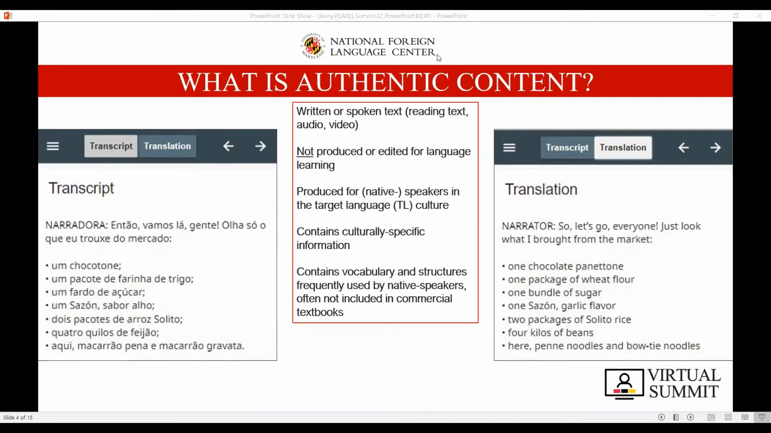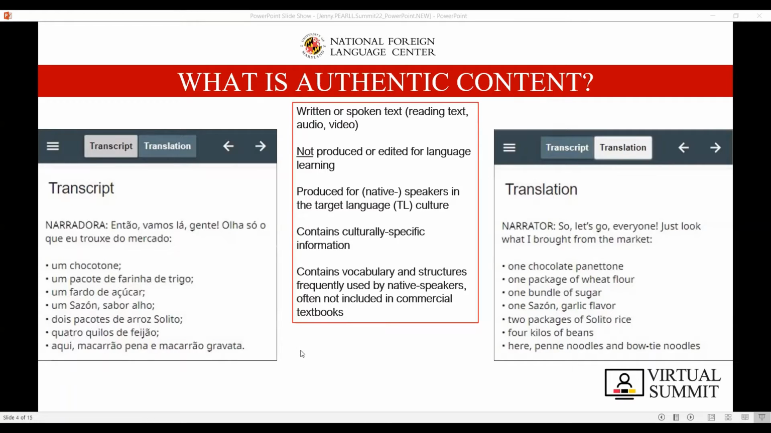In general, authentic content is a written or spoken text, as shown in the example, a video that was originally not produced or edited for language teaching and learning. Instead, authentic content describes a text made for speakers or native speakers in the target language culture. In our example, a random vlogger or influencer in Brazil on YouTube. Those types of texts often contain culturally specific information.